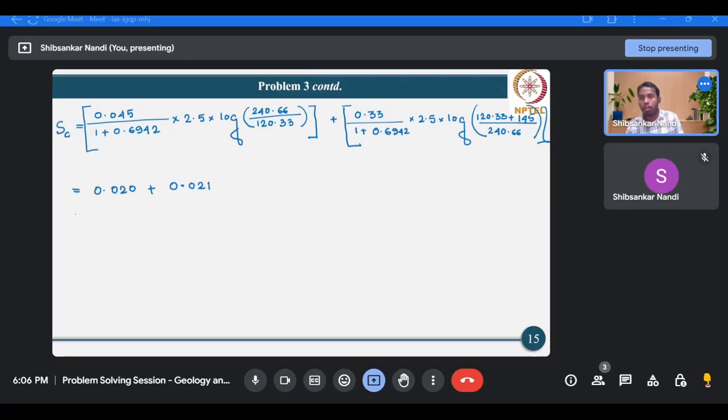0.021, therefore 0.041, or we can say 41. This is the answer.